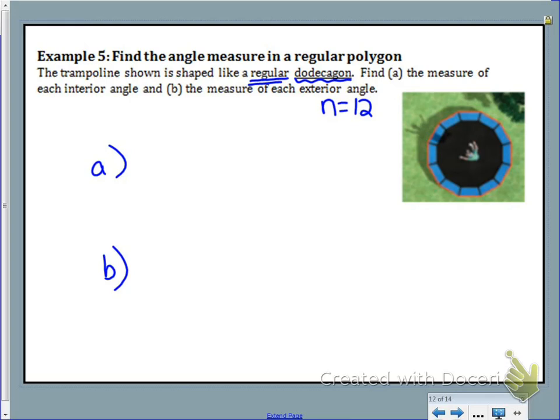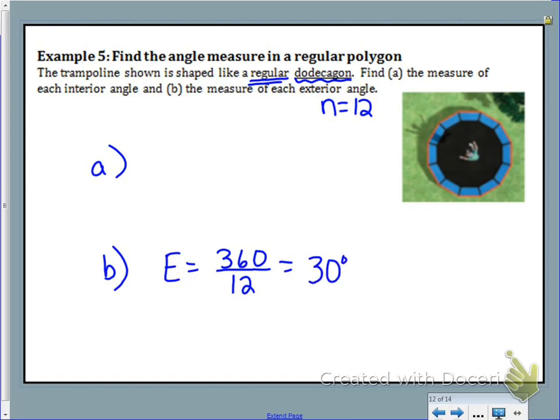So if n is equal to 12, we're actually going to start by finding the measure of each exterior angle. Well, if the sum of the exterior angles is equal to 360, and there are 12 equal angles, then 360 divided by 12 will tell us what each of those is. So each of those is 30 degrees.